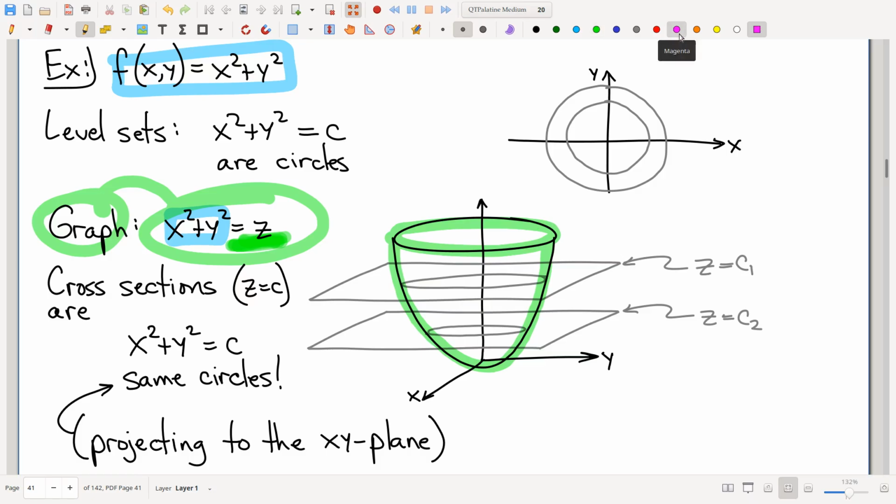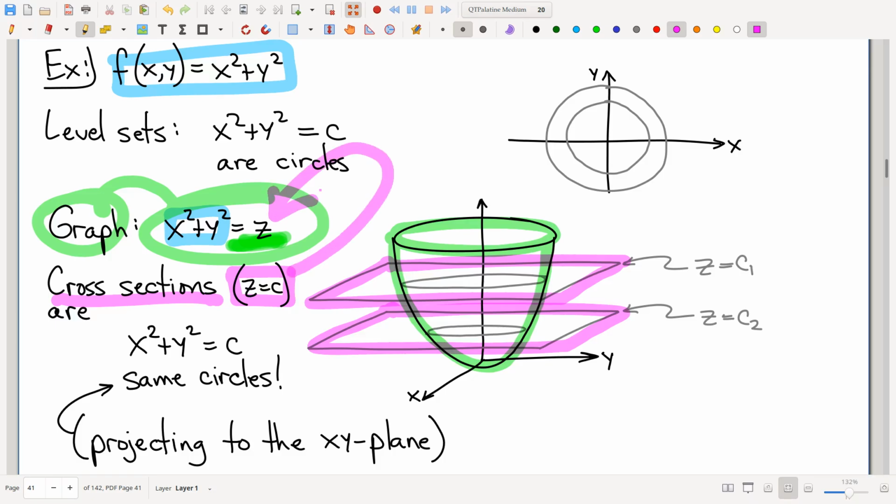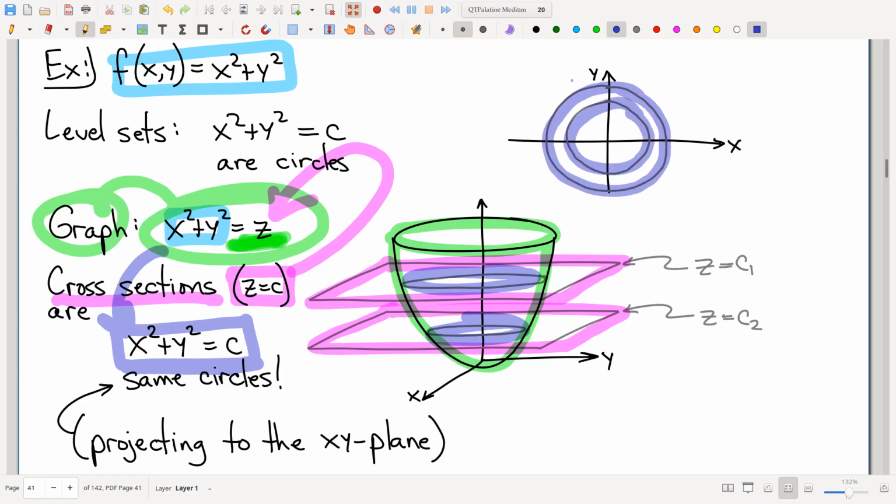But that said, let's think now about what happens when you take the horizontal cross sections. Horizontal cross sections like so. Depending on which horizontal cross section, I'd have different values of c. Well, if you take z equals c and plug that into there, then altogether you get concentric circles, aka the level sets. Is that cool? Everybody's happy?